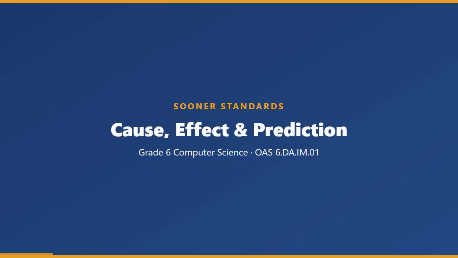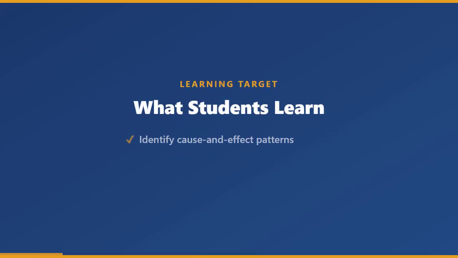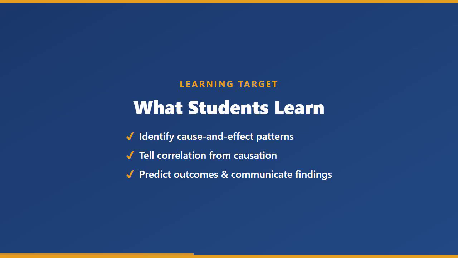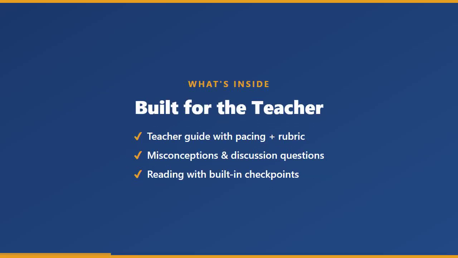From Sooner Standards, Using Data to Find Cause and Effect and Predict Outcomes, a complete Grade 6 computer science unit for Oklahoma Standard 6DAIM01. Students learn to use data to highlight or propose cause and effect relationships, predict outcomes, and communicate ideas. Inside, a full teacher guide with pacing, misconceptions, and a scoring rubric, plus a content lesson with built-in comprehension checkpoints.